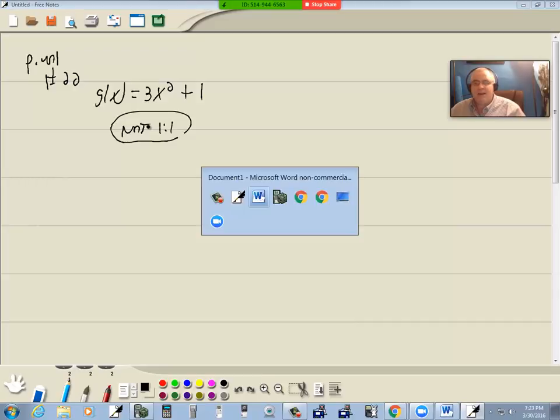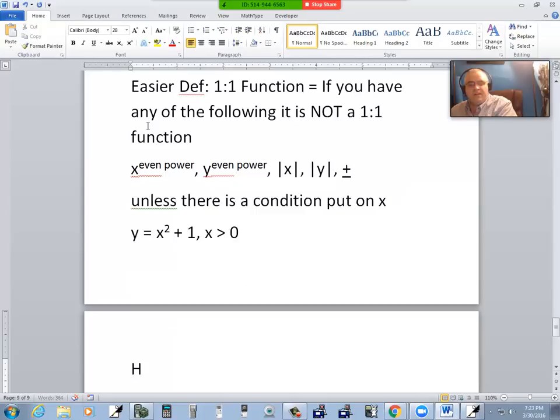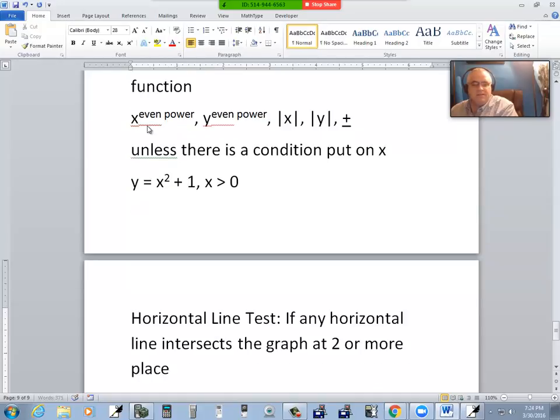Now we have a graphical way to determine something's one-to-one. We had a vertical line test that told us if something was a function. We've got the horizontal line test. This says if any horizontal line intersects the graph at 2 or more places, then it is not one-to-one.